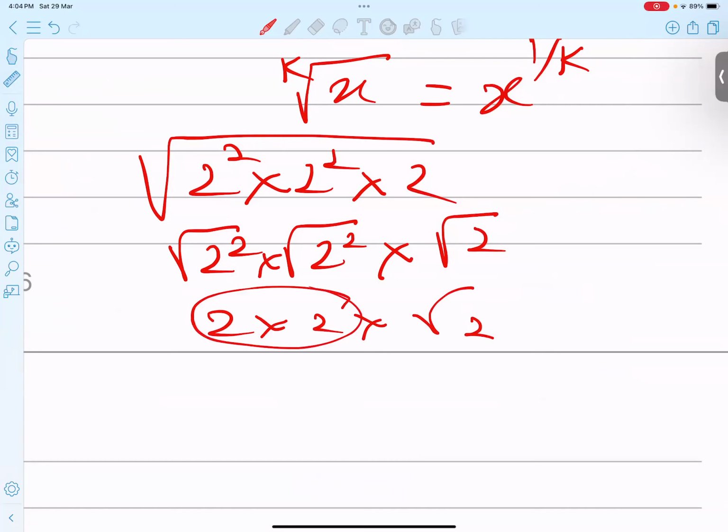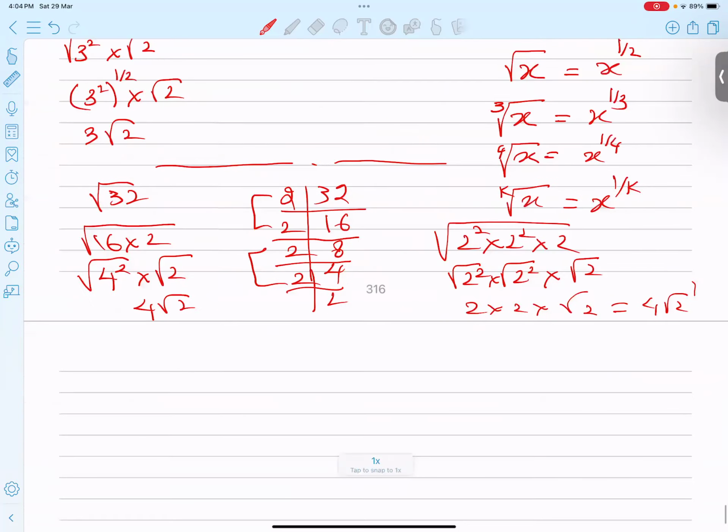Naturally, it gives you 4 root 2. So what I have done in a short way, the same answer comes here. So I believe you got the point very clearly. You can use a short technique: look for a number which has a square available.